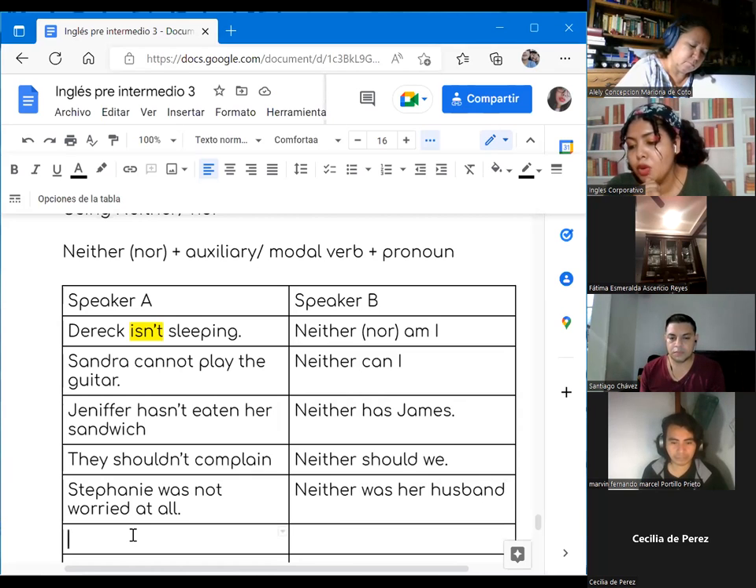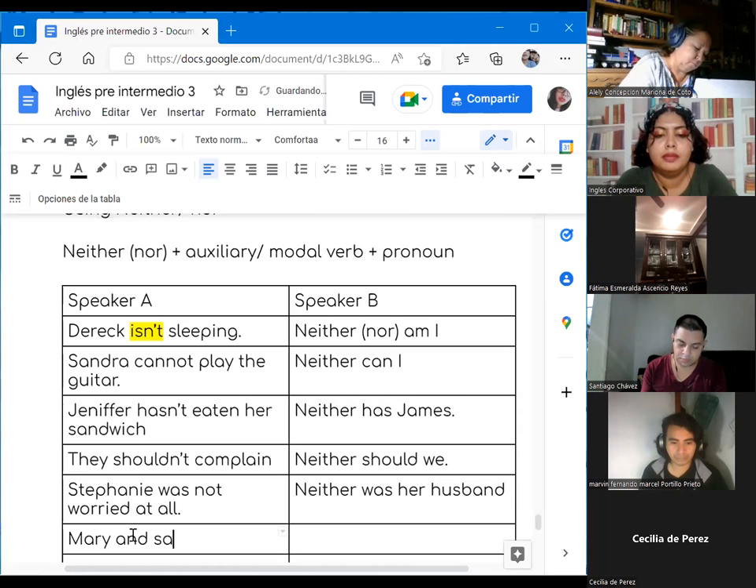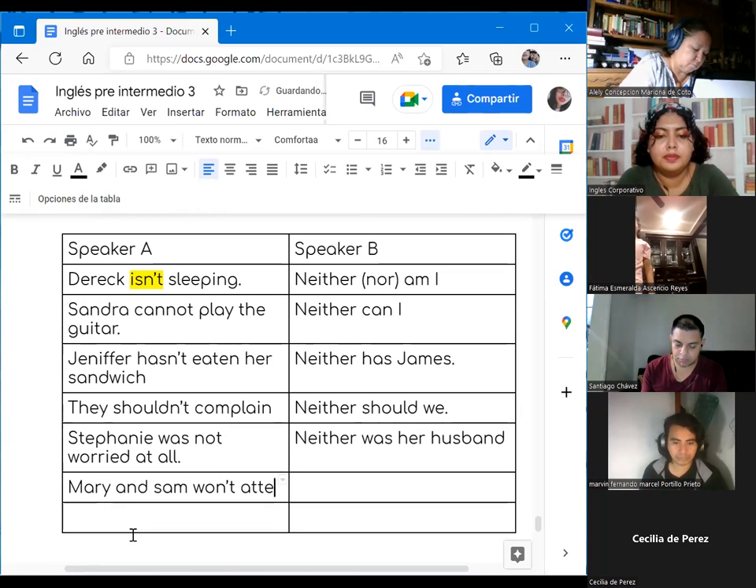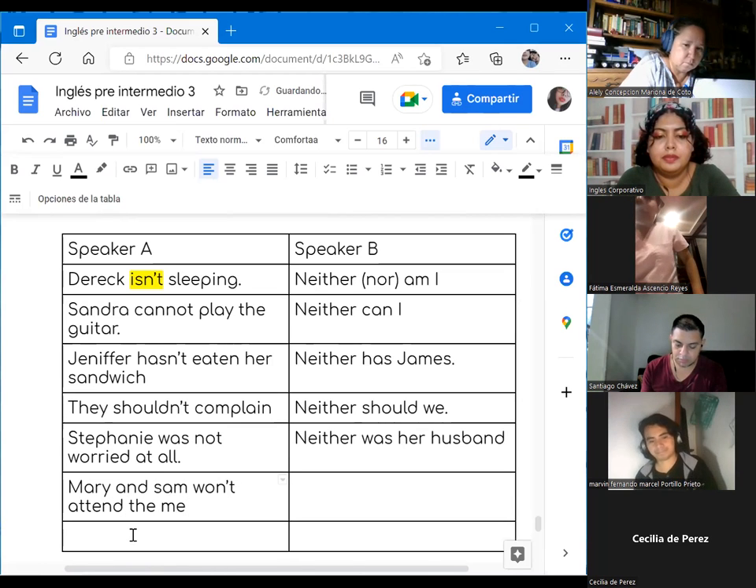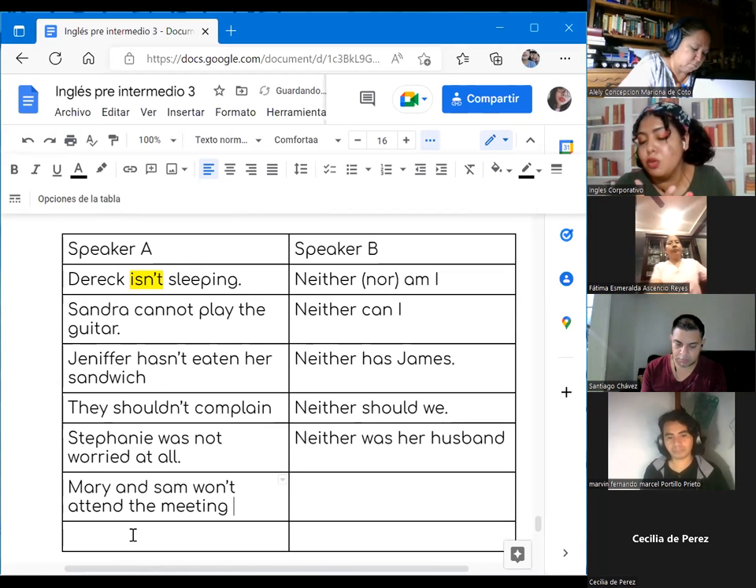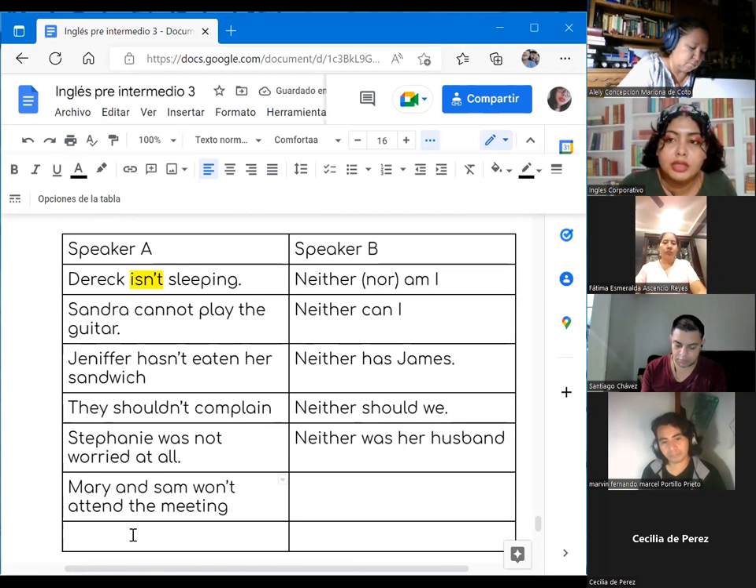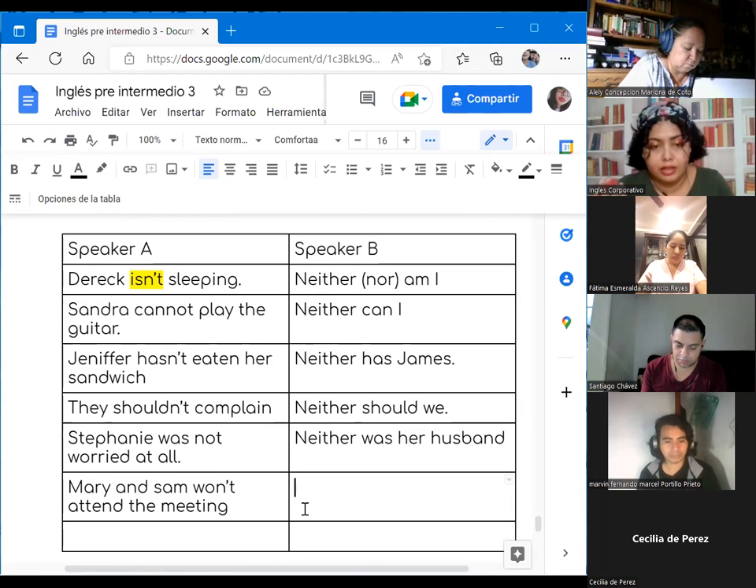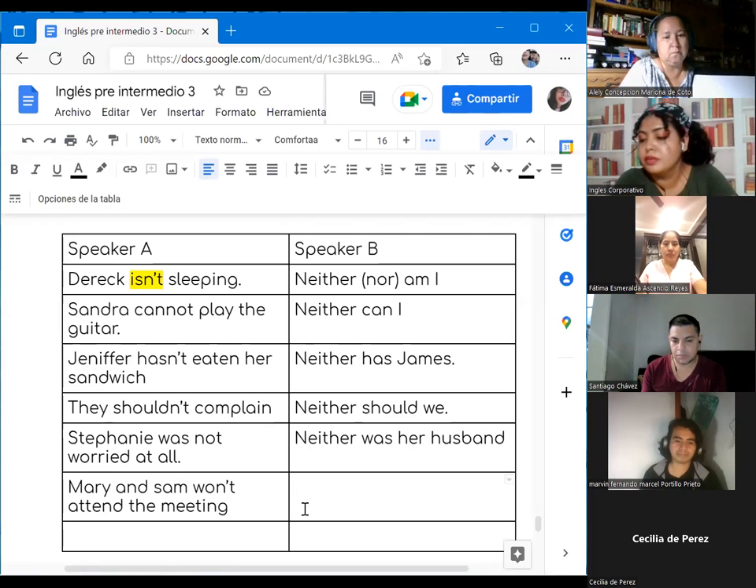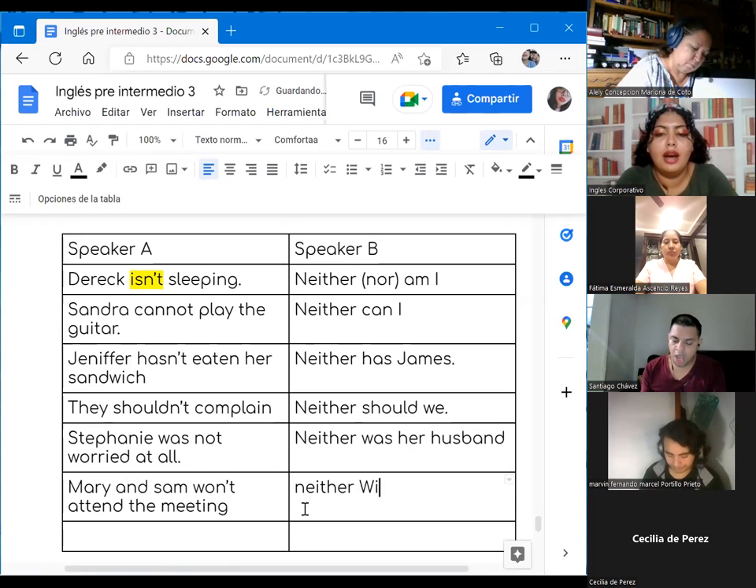Then, Mary and Sam won't attend the meeting. Mary and Sam won't attend the meeting. No van a ir a la reunión. And in this case, because we are using won't, that is the negative of will, in our answer, we are going to use will, not won't, because that is negative using el not. Neither will I.